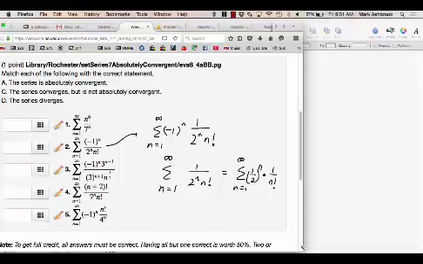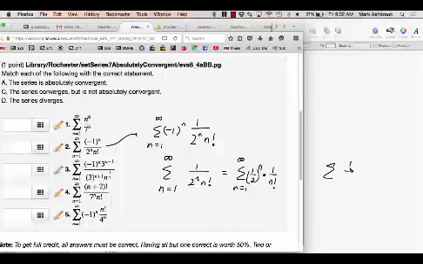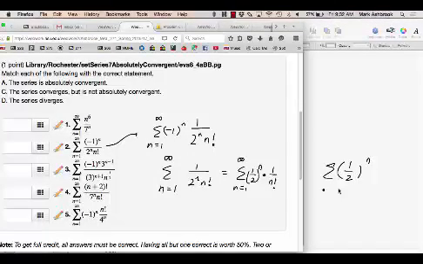By comparison, how does this compare to just that geometric series, 1/2 to the n? We know that converges. How does ours compare? Less or greater? Much less. So we have a series that's less than one we know is convergent. That's the comparison test, therefore convergent.